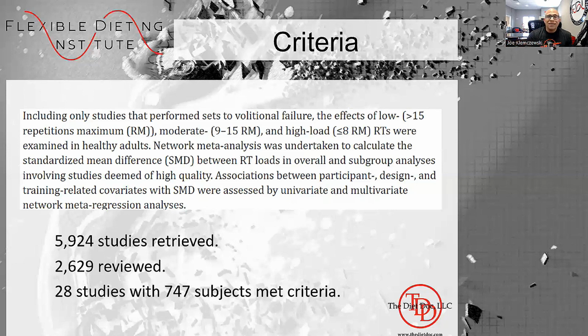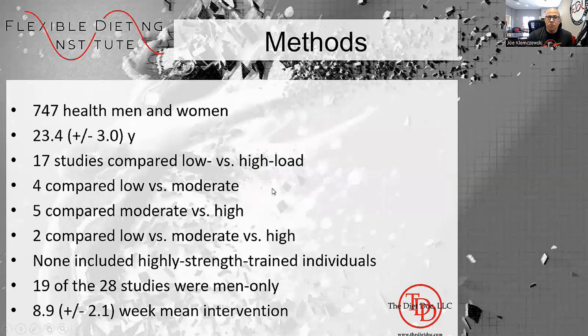So we're down to 28 studies. And within those 28 studies, as I said, about 750 healthy, typo there, healthy men and women, average age 23 and a half, plus or minus 3 years. So anywhere from 20 to 26 and a half, pretty young. 17 of these studies compared low versus high load. Remember those rep ranges. 4 compared low versus moderate, 5 compared moderate versus high, 2 compared all 3. So an interesting little variance in terms of how they could apply this at a scale, so to speak, or a continuum.